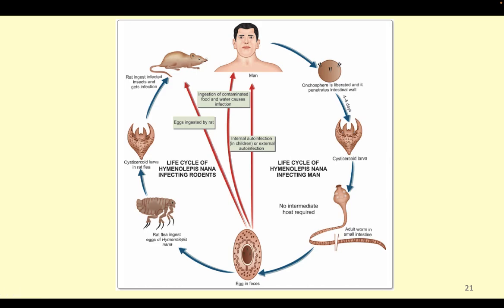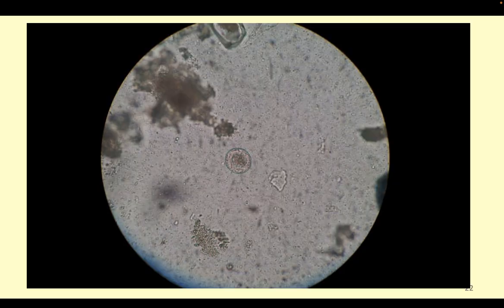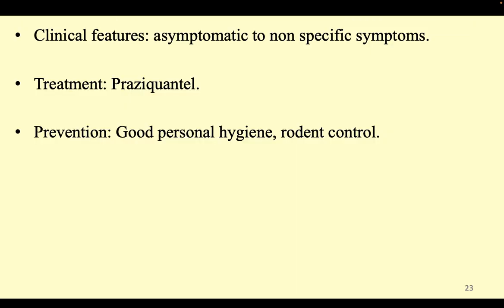Life cycle is fairly simple. Generally, humans are the only host that we encounter. So infection is completed in humans only by way of auto-infection. Clinical features again are non-specific. Either the infection will be asymptomatic or there will be non-specific symptoms such as pain abdomen, maybe certain amount of nausea, etc. Treatment again is praziquantel in a single dose of 25 milligram per kg body weight.